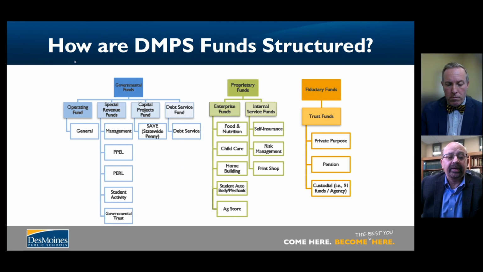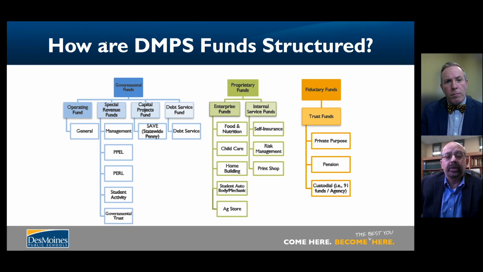And then under capital, we have SAVE, and debt is debt service. The sources of funding for these different funds: management, PEPL, and PEARL come basically from property taxes. General, we are getting from different sources. SAVE is the 1 cent that we pay for everything that we purchase from the 7 cents. And the debt service is basically the revenue bonds that we are raising.